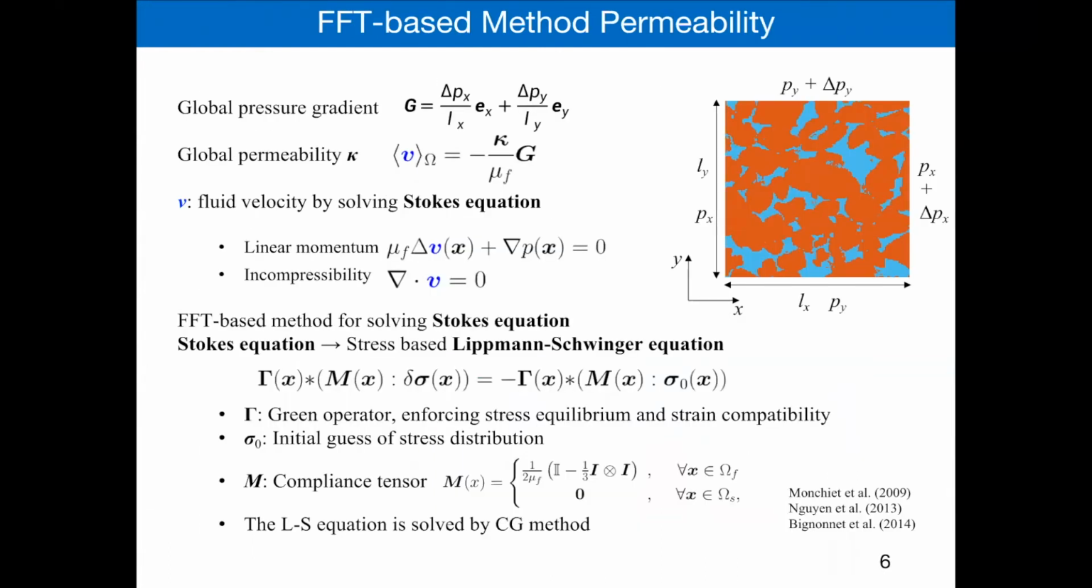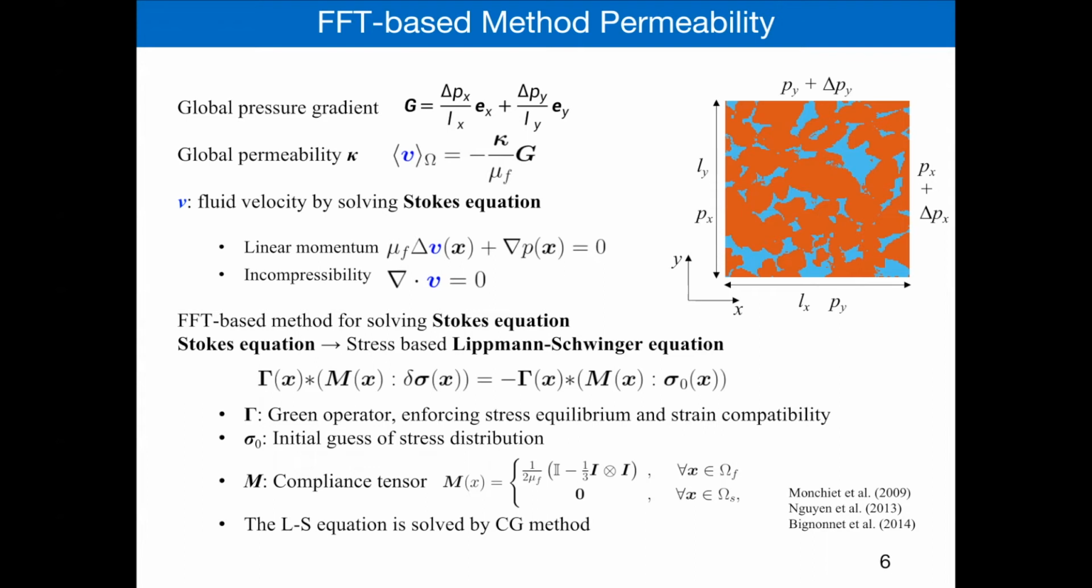After processing the micro-CT images, we can calculate the permeability with the FFT-based method. Suppose that we have an RVE made of solid and liquid phases. Upon the external pressure gradient, the fluid will flow through the void with local velocity v, which is simulated by solving the Stokes equation with FFT-based method. And the permeability tensor relates the global pressure gradient to the homogenized fluid velocity.